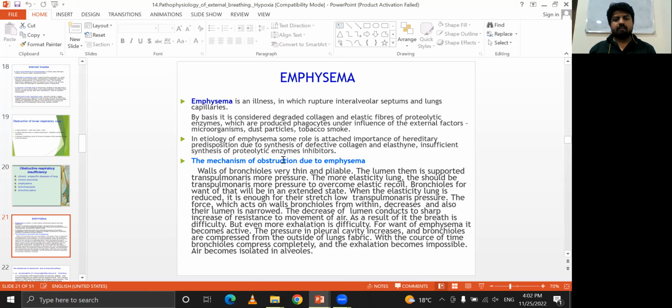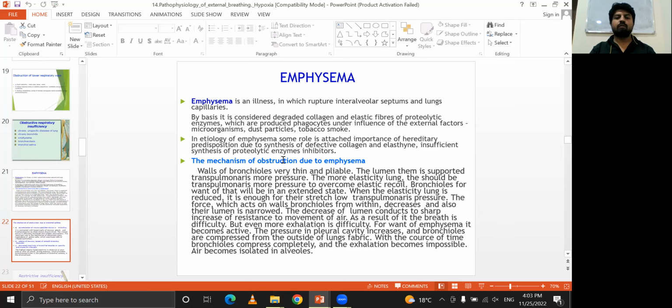So the decrease of the lumen causes a sharp increase of the resistance to movement of the air, as a result of which breathing is difficult, and exhalation is even more difficult. For this reason the emphysema becomes more active. From outside the lung tissue, with the course of time, the bronchioles compress completely and exhalation becomes impossible, because air becomes isolated in the alveoli. So this is the mechanism of emphysema.